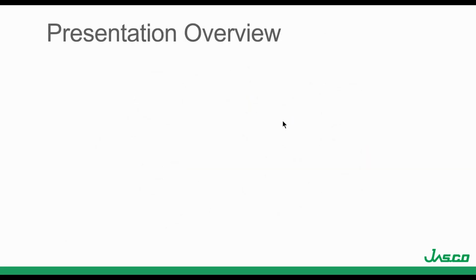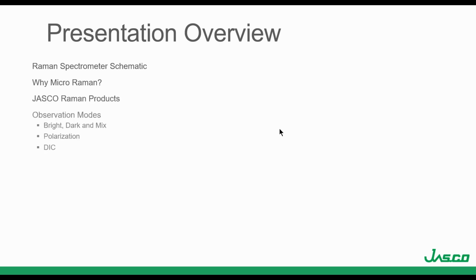With that, I just want to go over the presentation overview. I'm going to look again at the Raman spectrometer schematic, talk about why someone is interested in micro-Raman, and also some of the JASCO Raman products. And the way that I thought that spectroscopy imaging should be divided is in 2 parts. One is the observation mode that facilitates taking an image, and also the scanning or mapping to create Raman mapping images.